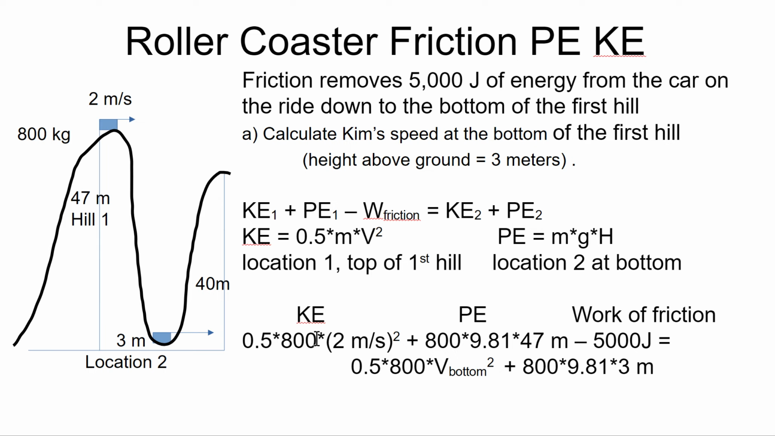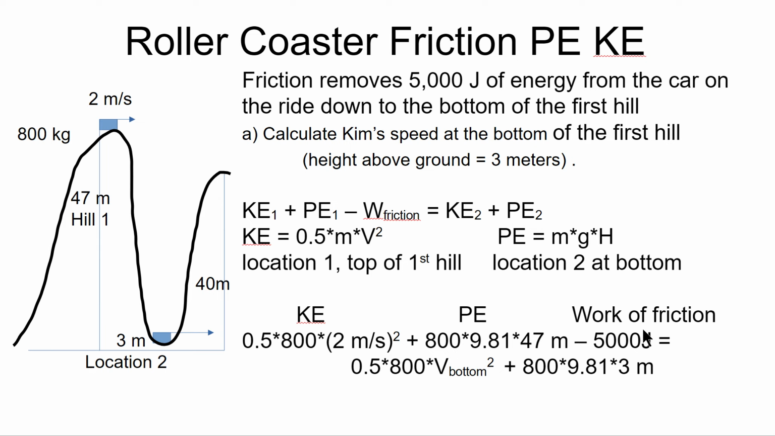So we put in our numbers. At location 1, the car's mass is 800 kilograms. It's 2 meters per second. Don't forget to square that velocity. The potential energy at the top of hill 1 is the mass of the car, 800 kilograms, the car plus Kim, and then acceleration due to gravity, the g, and then 47 meters above the ground. It is important to know where your 0 point is for the potential energy. I'm selecting here at ground level to be 0 meters.